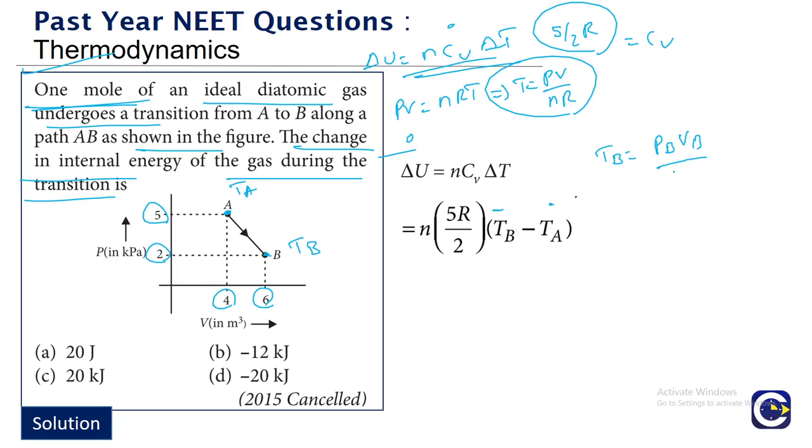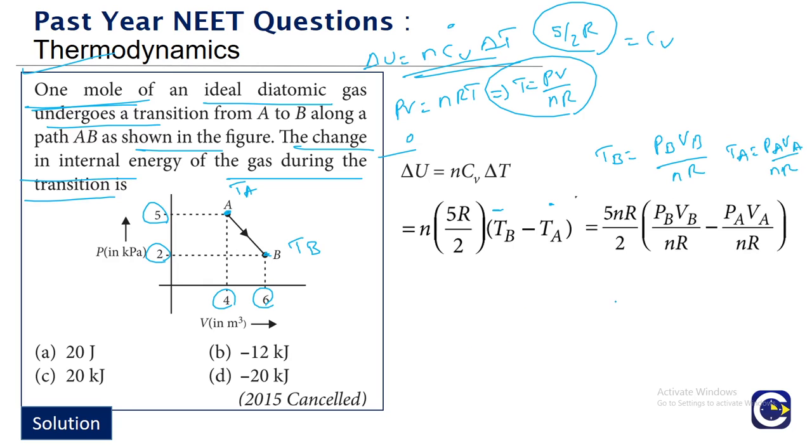PB into VB by N into R. Similarly, TA will be equal to what? PA into VA by N into R. Okay, so we are just going to substitute. So the TB will be what? PB VB by NR. TA will be PA VA by NR.